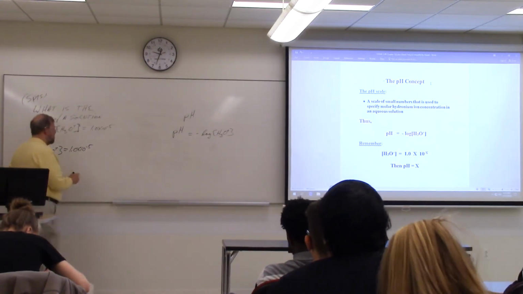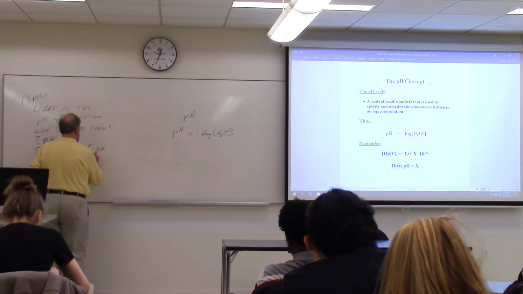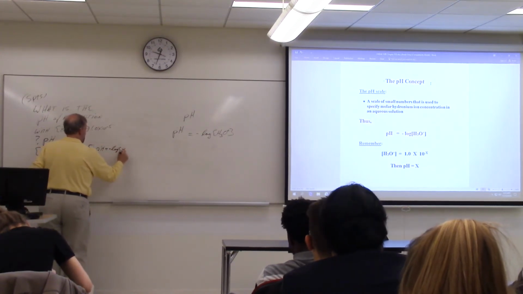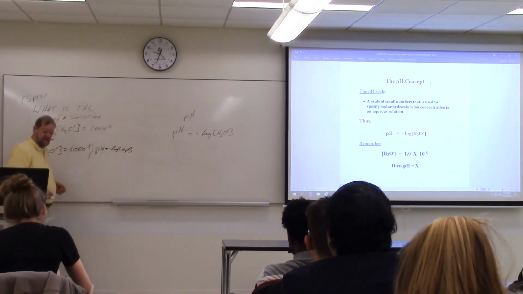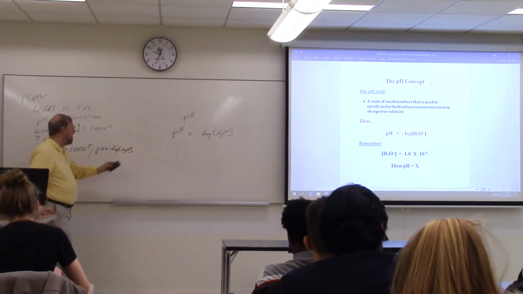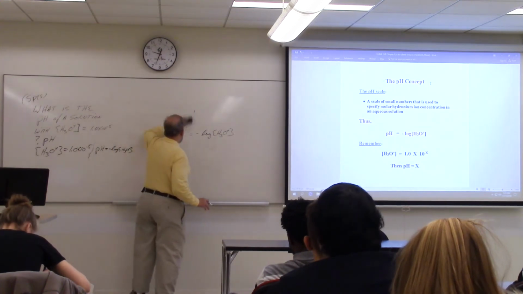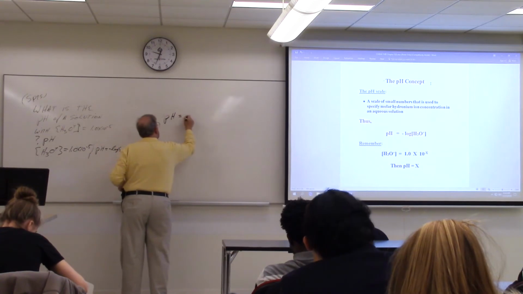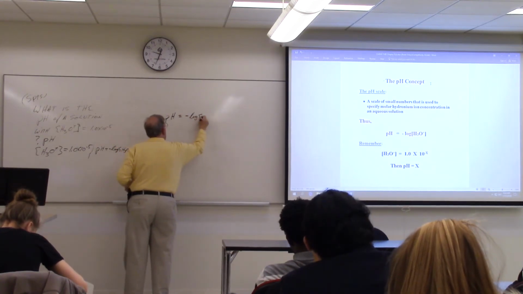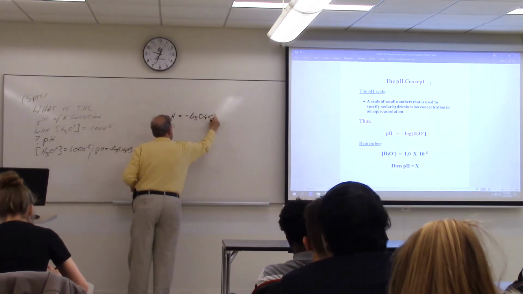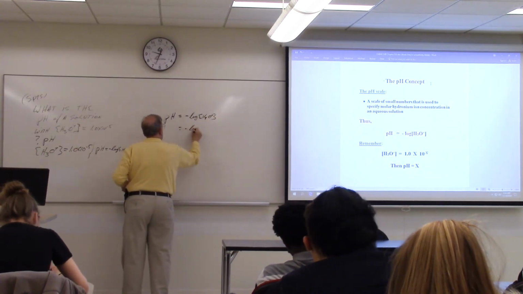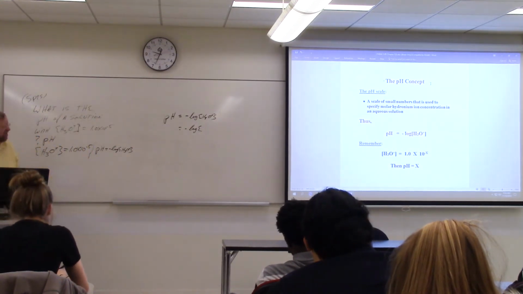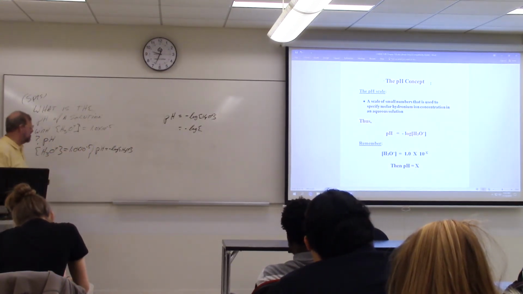We also know that pH equals minus the log of the hydronium ion concentration. So now I know that pH equals minus the log of the hydronium ion concentration. In this case, what is the hydronium ion concentration? 1.0 times 10 to the minus fifth.